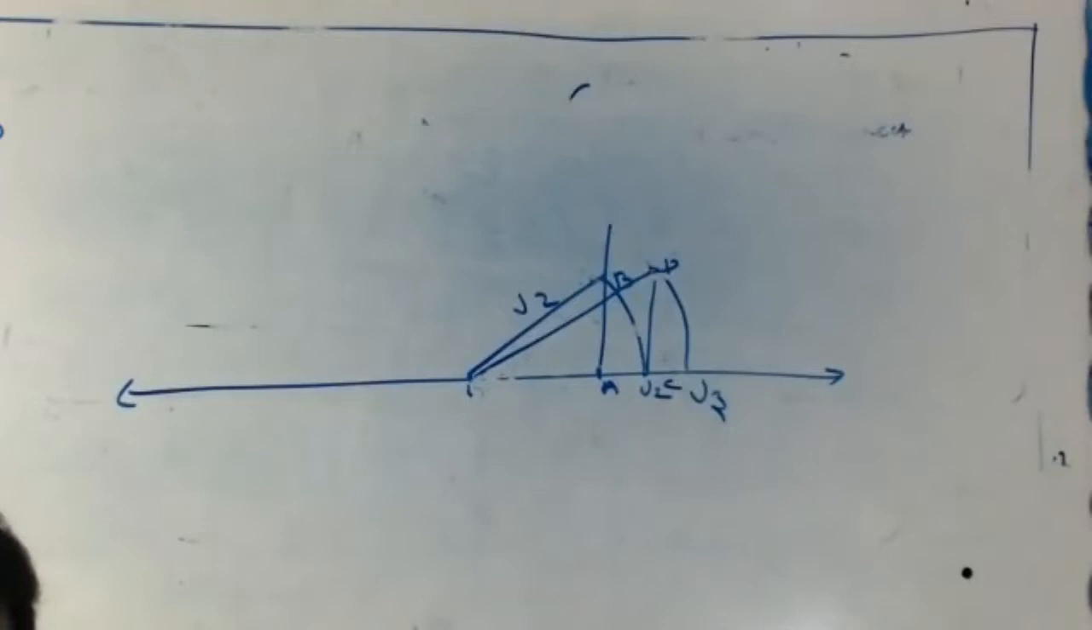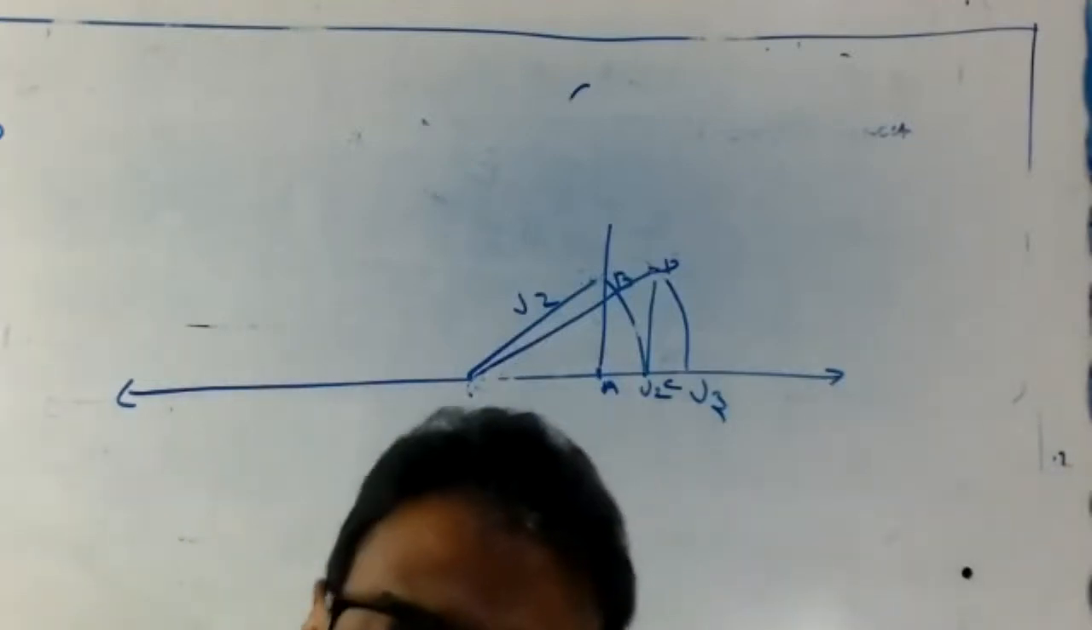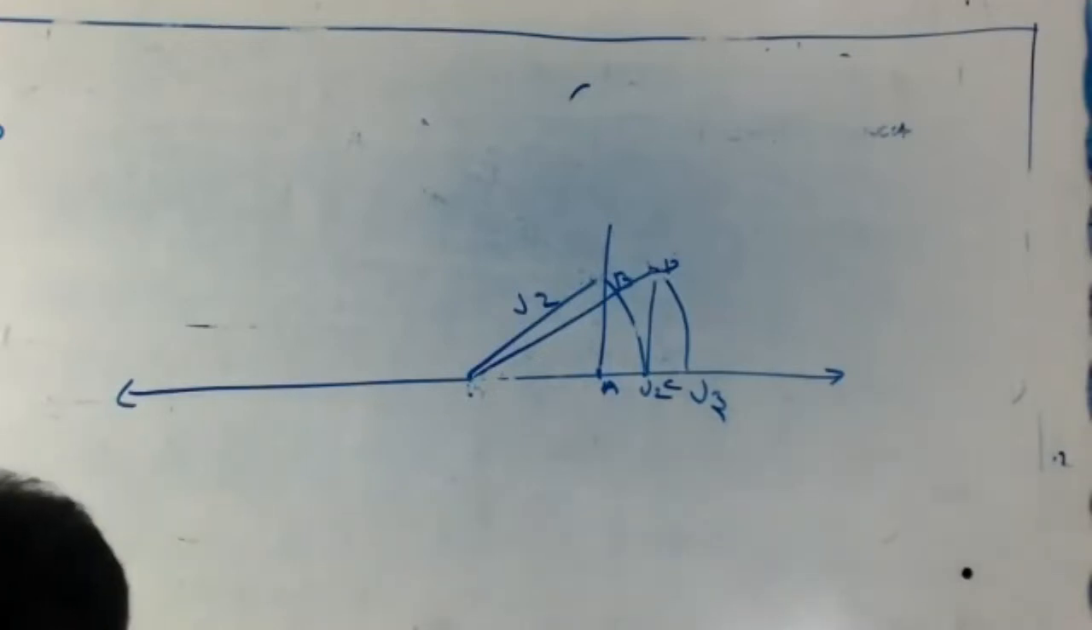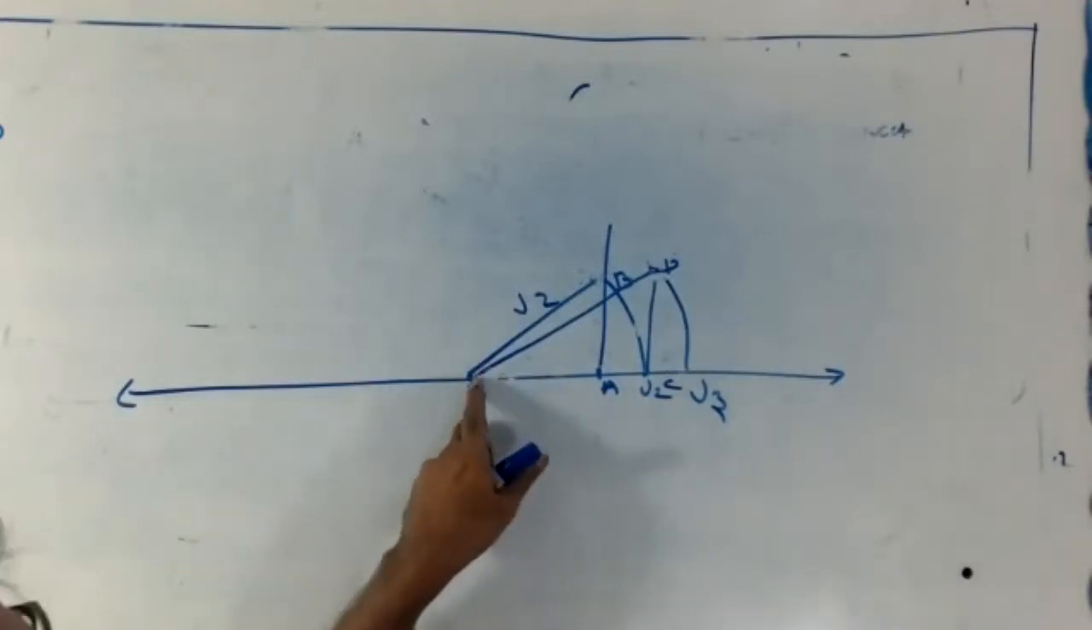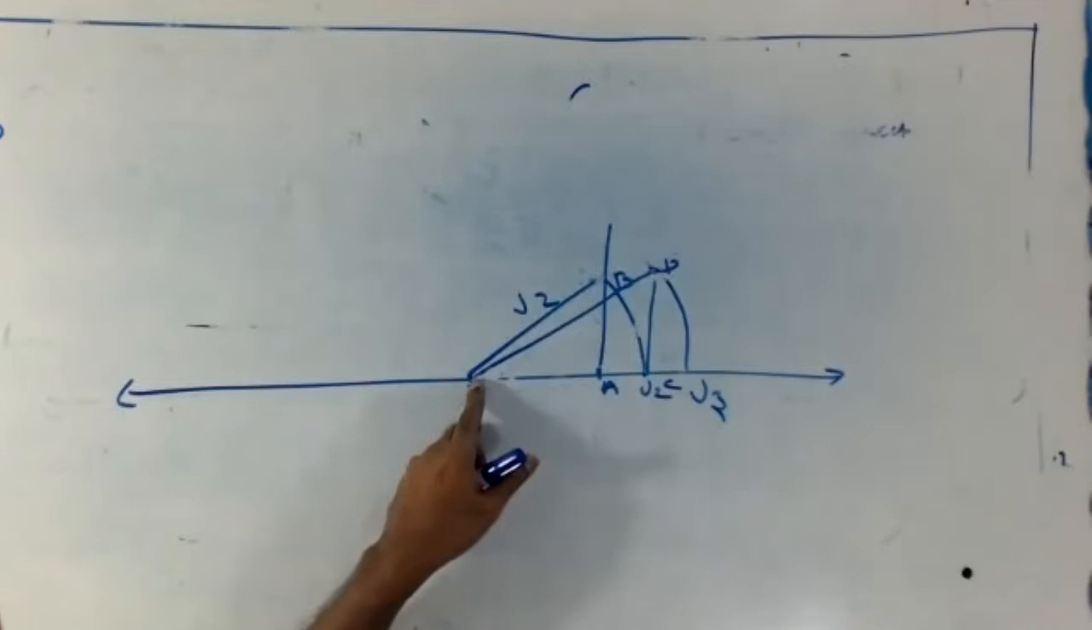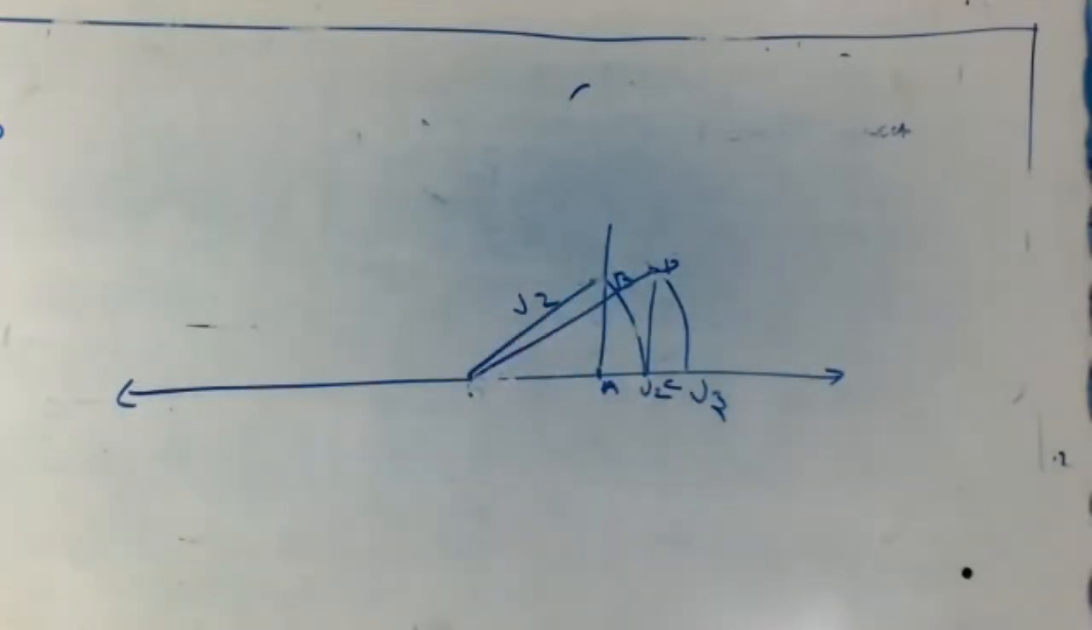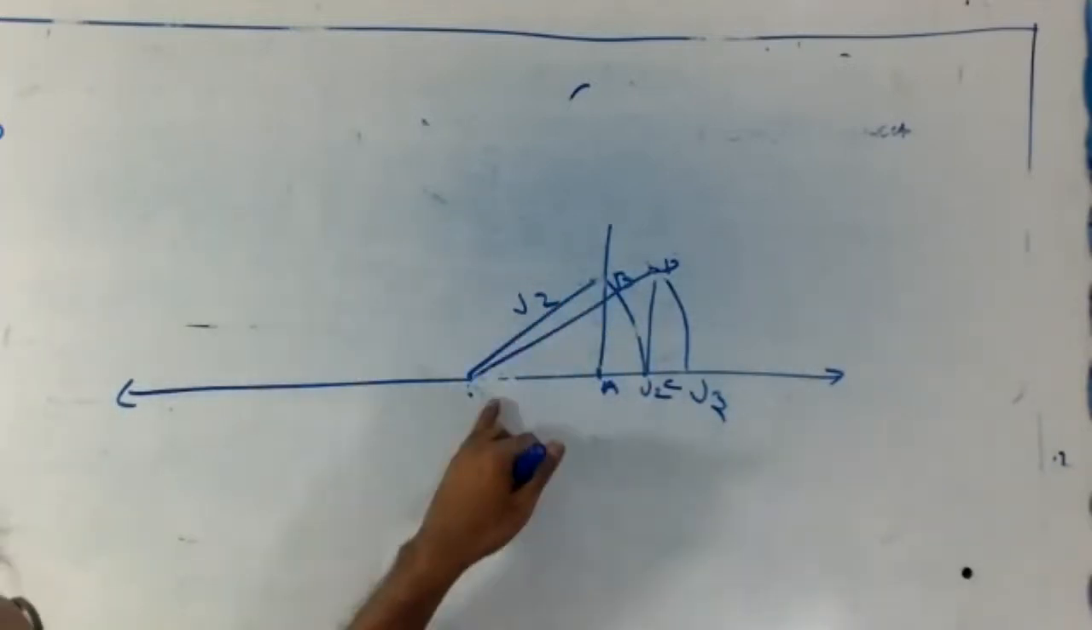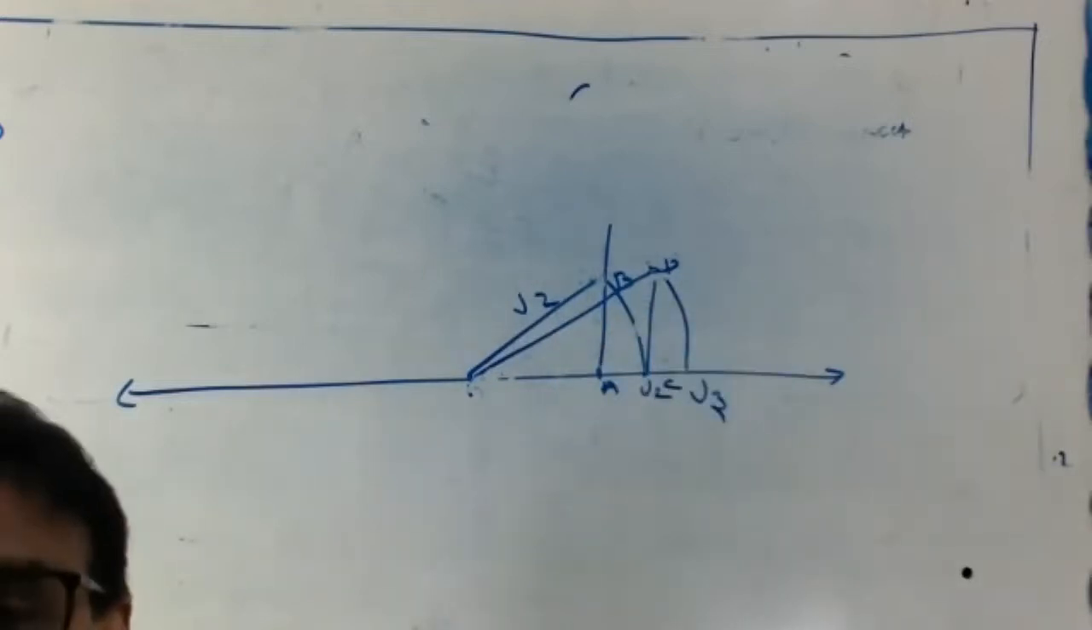With O as center, you're writing like this: with O as center, OD as radius. In root 2, what is it? OB as radius. Correct or not? The difference understood or not? In root 2, with O as center, OB as radius. In root 3, O as center, OD as radius.